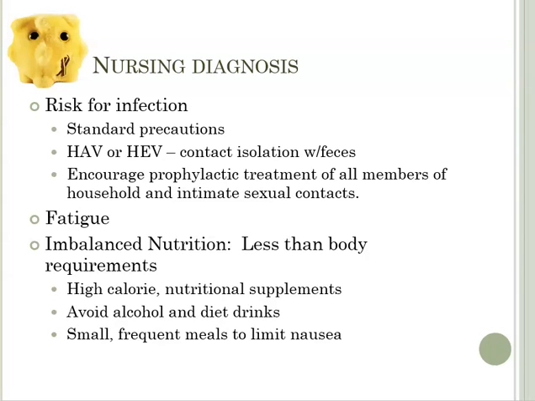Nursing diagnosis, you want risk for infection. So really, with these patients and with all patients, I can't stress this to you enough, you want to treat them all like they have some type of infectious process that can be spread, not only to protect yourself, but to protect your families and the other patients that you're working with. So you always want to use standard precautions with all of your patients. Contact isolation for these two, if they have it in their feces because of contact with the feces, so you want to expand that to the gowns, and encourage prophylactic treatment for all members of the household and anybody with intimate sexual contacts.